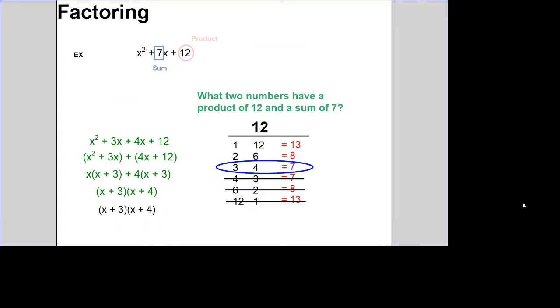Here was an example we did in class. X squared plus 7x plus 12. 12 is our product, 7 is our sum. We find the two numbers, 3 and 4 make 7, and multiply to be 12. So we break apart 7x into 3x plus 4x. We group them, we GCF, and we find the common binomial.